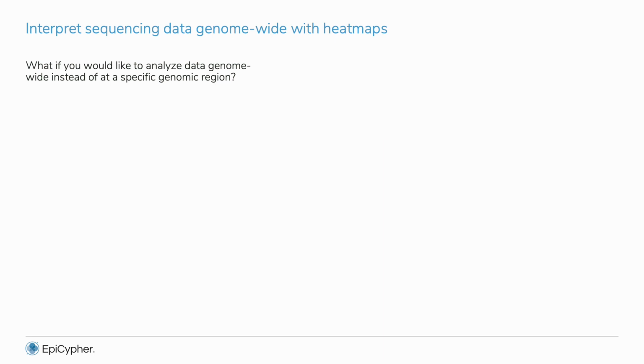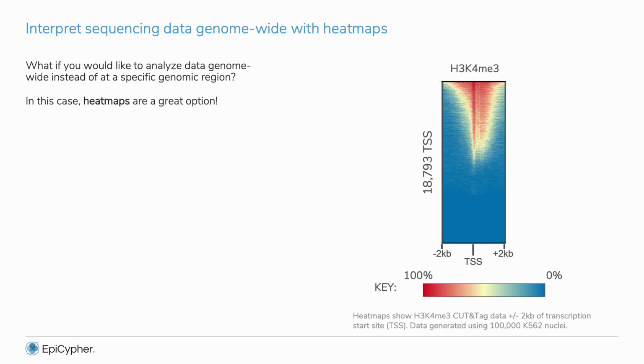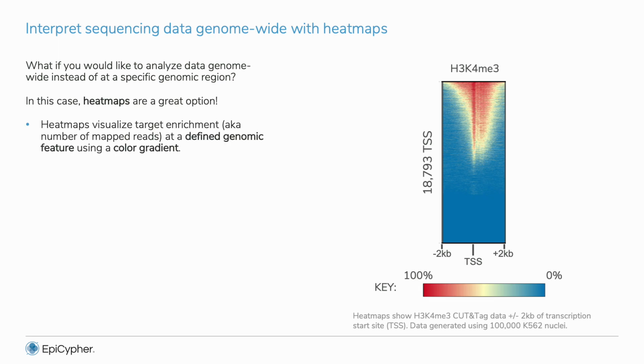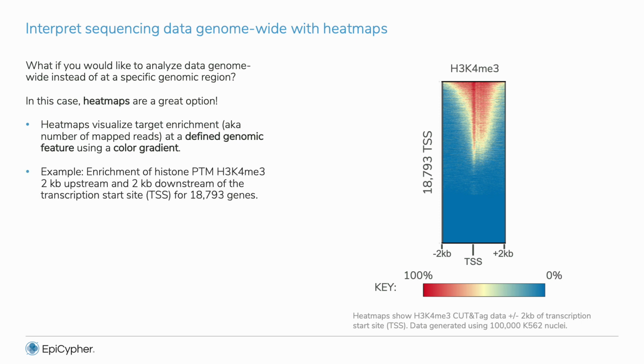Sequencing tracks can only show one region at a time. But what if you want to visualize data in a genome-wide manner? This is where heat maps come in. Heat maps visualize target enrichment at a defined set of genomic regions, such as transcription start sites or gene bodies. This example shows enrichment of a histone PTM around the transcription start site, or TSS, of more than 18,000 genes.